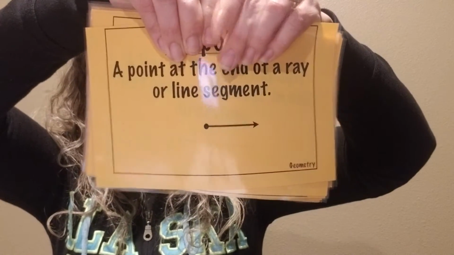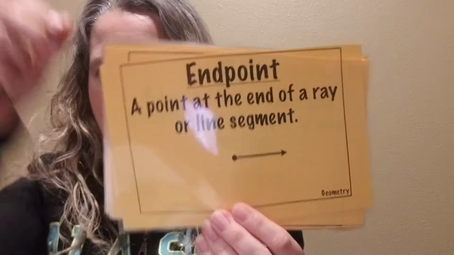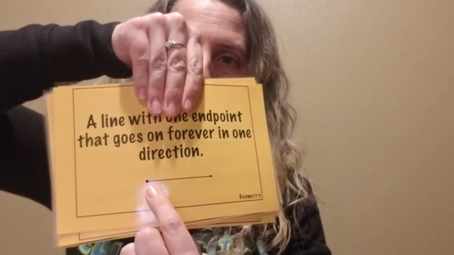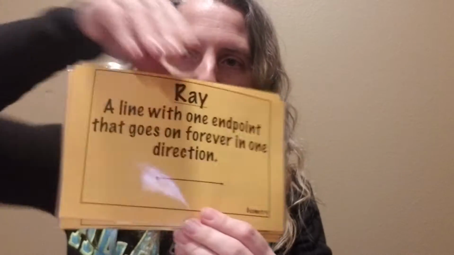Okay? A point at the end of a ray or line segment. Try to cover it up. It looks like that. That's an end point. A line with one end point that goes on forever in one direction. So it looks exactly like what I showed you on the last one, except this was the end point. This whole thing is a ray.